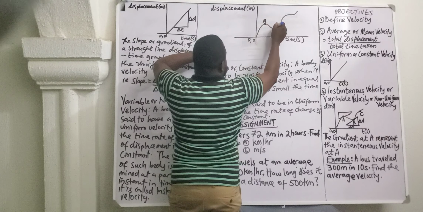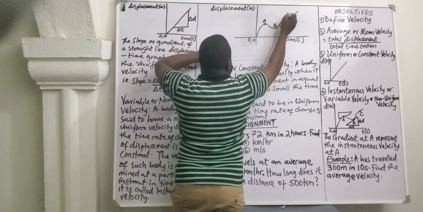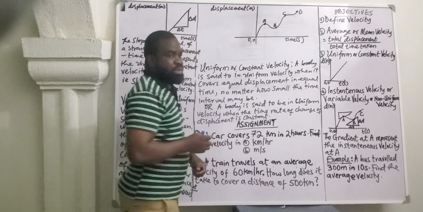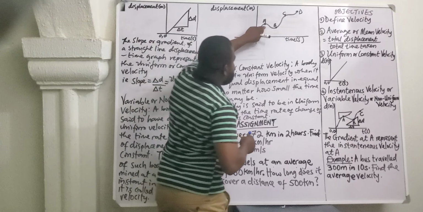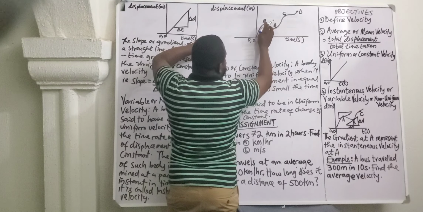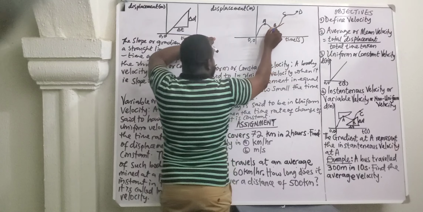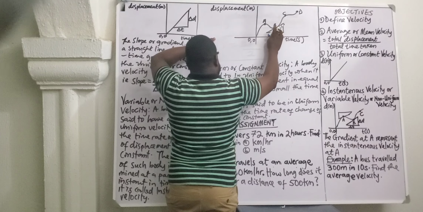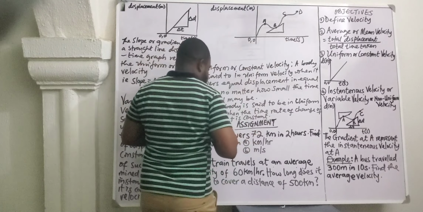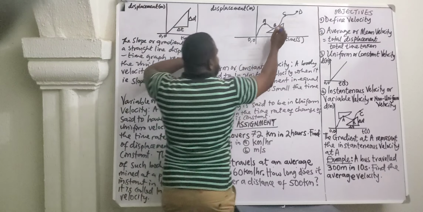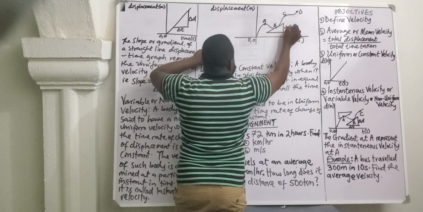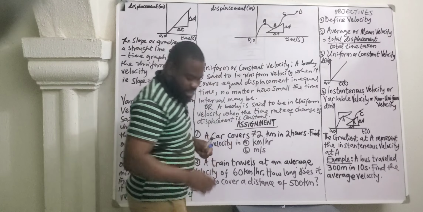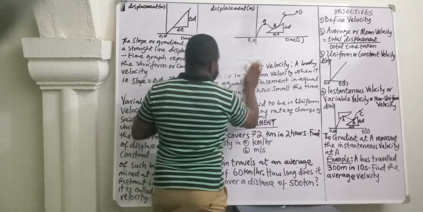So if this is point A, this is point B, this is point C, this is point D, I can only get the velocity at a particular point. So if I want to get the velocity at point B, I will simply take a tangent at that point B, and then find the gradient at that point. So this will represent the change in the displacement, the change in the time. So the velocity I will get at point B is the instantaneous velocity at B.